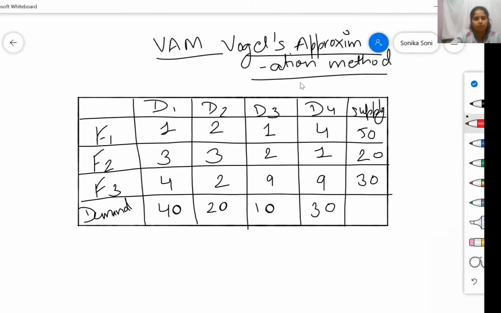Now what is the first step? What we did in LCM and NWCM, we checked whether the demand is equal to supply or not, because only when the question is balanced can we proceed with the solution. So as we can see, we have 40, 20, 10 and 30. When we add these, we get 60, 70 and 100. And in supply, we have 50, 20 and 30, which means we have a total of 100, so the demand is equal to supply and the question is proper, and we can move ahead with the solution.